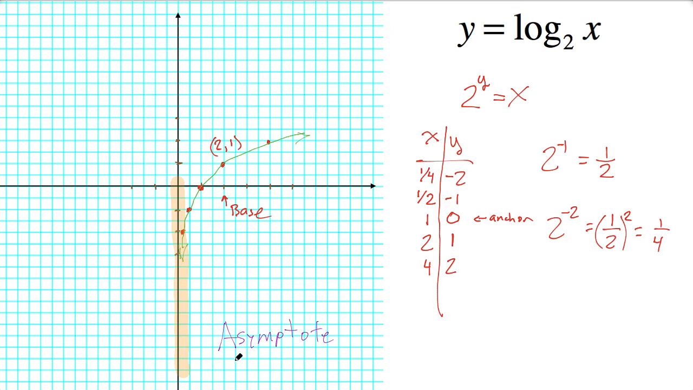A-S-Y-M-P-T-O-T-E. Should be on your spelling test. An asymptote is going to be at x equals 0. So our graph is going to get infinitely close. Now that we're talking about things like asymptotes, we might as well continue our discussion with domain and range.